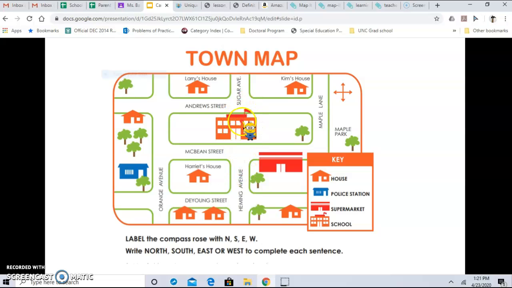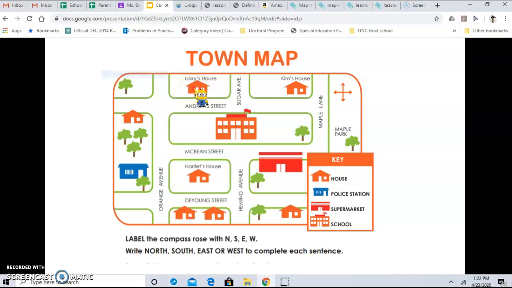From the school to the supermarket is south, but you also have to go east a little bit. Okay? So the school, south, and east to get from the school to the supermarket. Now to get to Kim's house, which is up here from the supermarket, you have to head north. Okay? And to get to Larry's house from Kim's house, you have to head west.